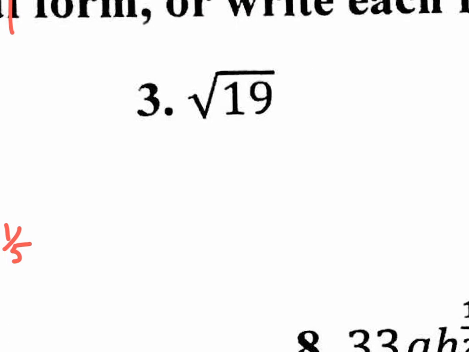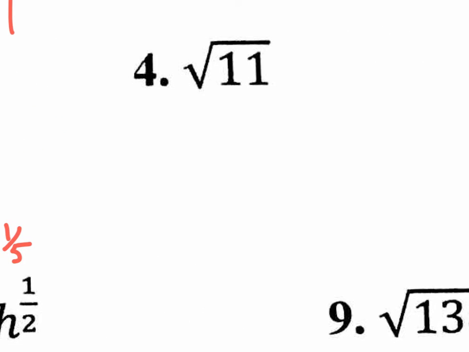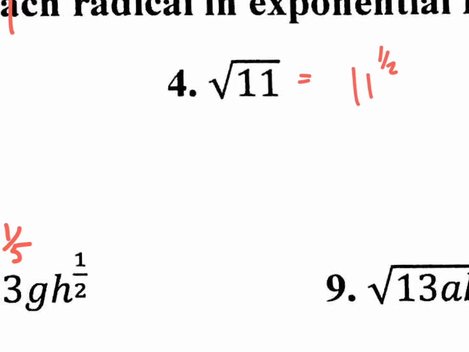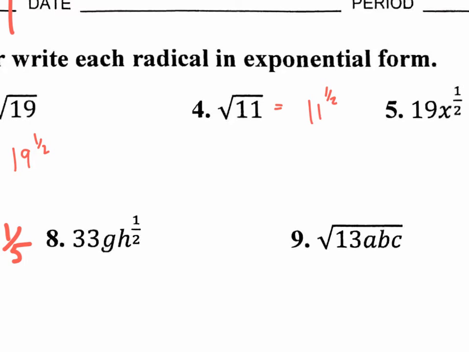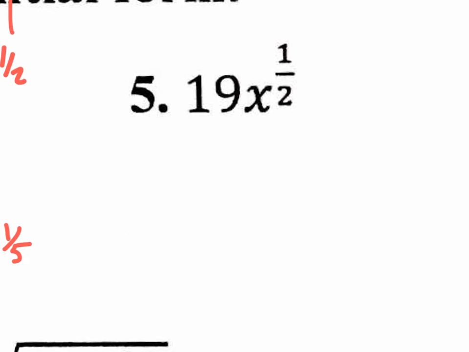Number 3, okay, change that. 19 to the 1/2 power. That's it. Moving on. Square root of 11, what do I change that to? 11 to the 1/2 power. Piece of cake. And of course, you could be checking your answers as you go. All right. Number 5, a little bit trickier. That as a radical, what's the answer going to be?